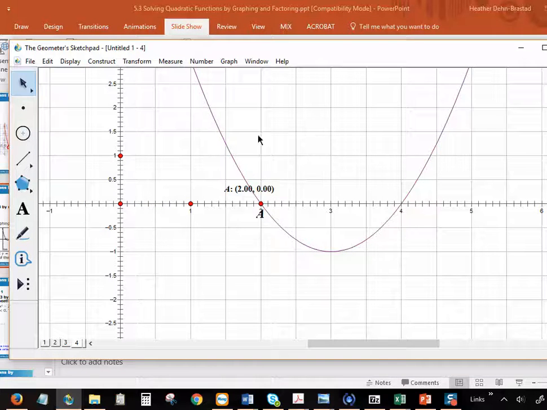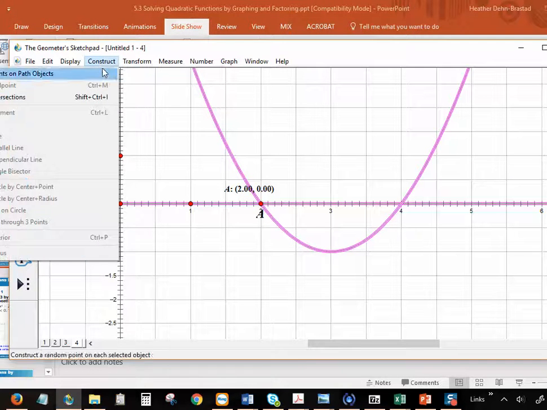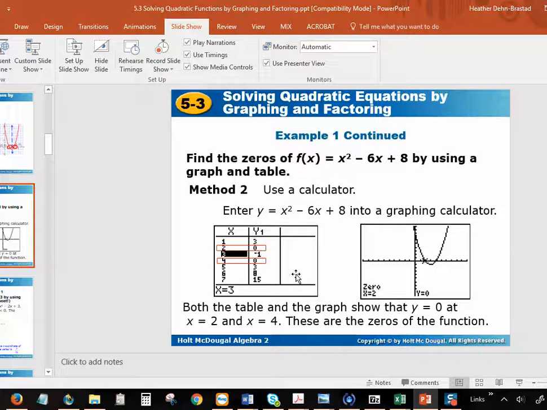You can also do this. Select your graph that you just did. Select the x-axis and go to construct intersections. And now both points have been constructed, and if I go to measure coordinates, I will get the coordinates of both of them, which was the answer to this question. So there are some really great tools in Sketchpad to be able to find where the zeros are from a quadratic function.